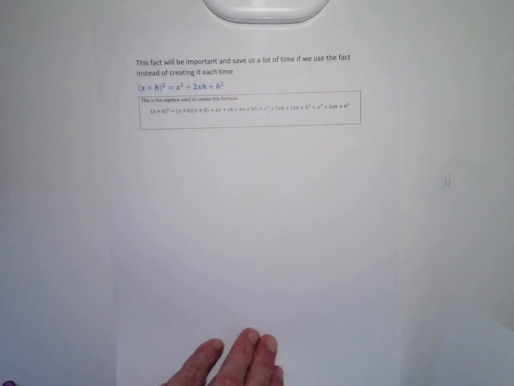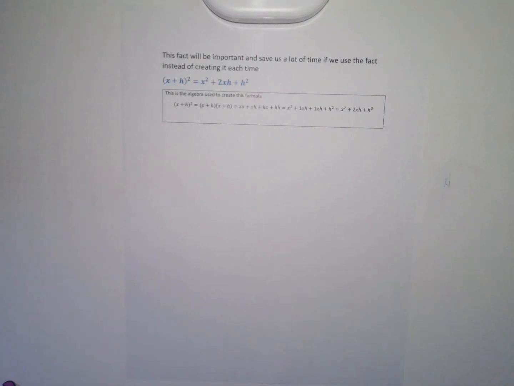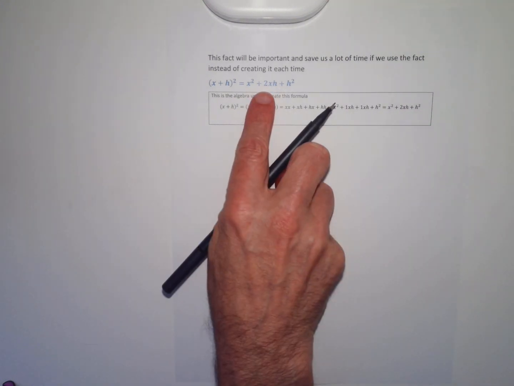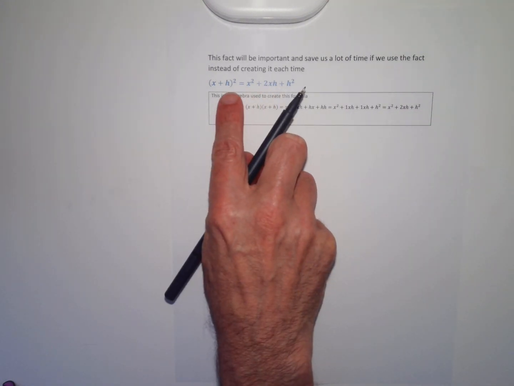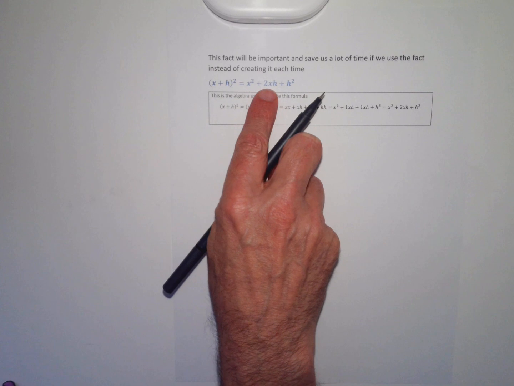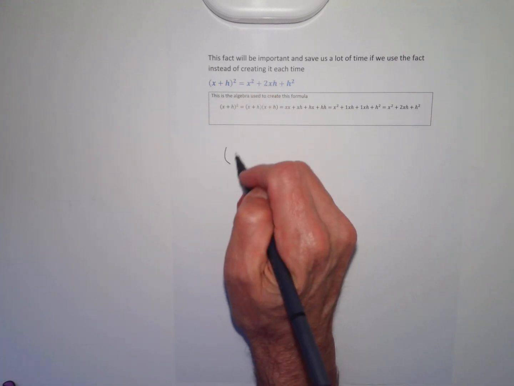In this section, this is going to come up ridiculously often. So rather than having to recreate this (x plus h) quantity squared every time I see it, I'm just going to have this in my back pocket. Every time in this section I see (x plus h) squared, I'm going to change it to that. And let me show you how I figured this out.